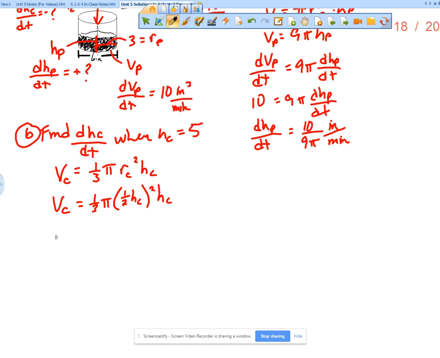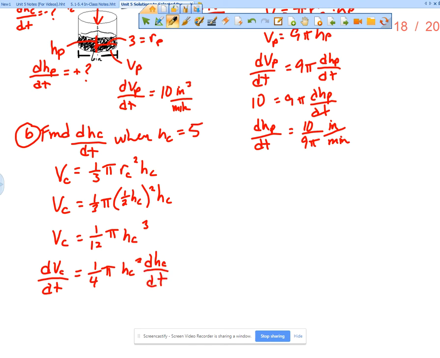All right, so V sub C is equal to, now if this is 1/3 pi and then 1/2 squared, that's 1/4 times 1/3 is 1/12 pi times H sub C cubed. All right, now we're ready to take the derivative. What's the derivative of V sub C? It would be dV sub C dt equals, all right, now I've got the 1/12 pi. I'm going to multiply by 3, so 3/12 is 1/4 pi, and then H sub C squared, and then don't forget dH sub C dt.